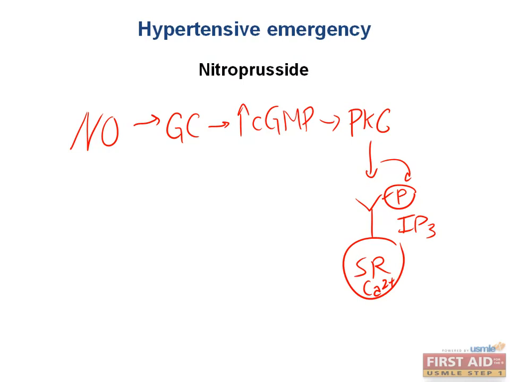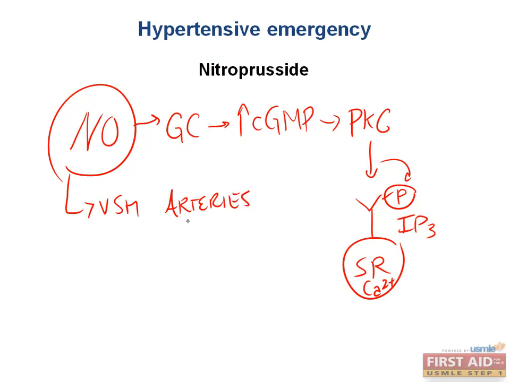All of the nitrovasodilators cause an increase in nitric oxide. Remember that smooth muscle is found in arteries and veins, so when you give someone a nitrovasodilator, you will be causing vascular smooth muscle cells in arteries and in veins to relax.